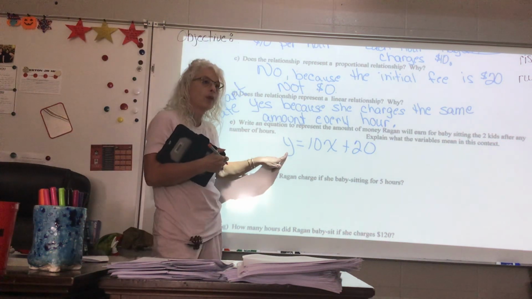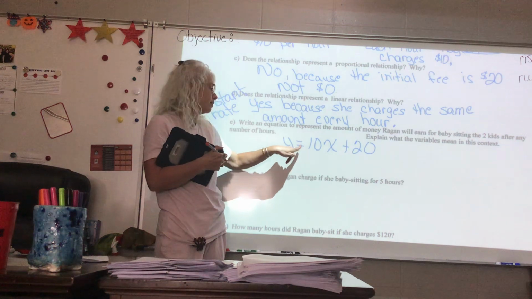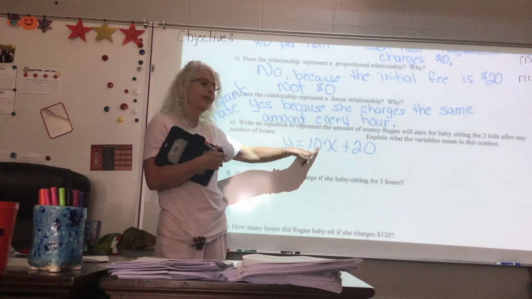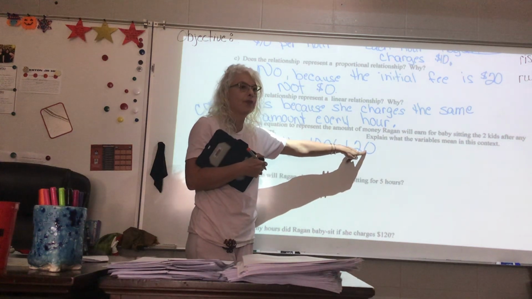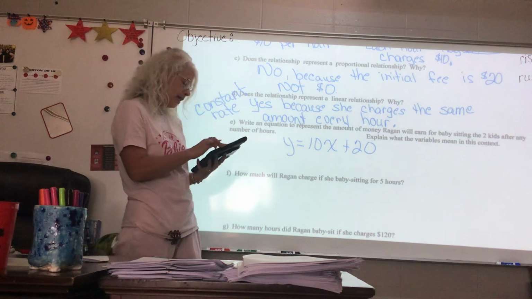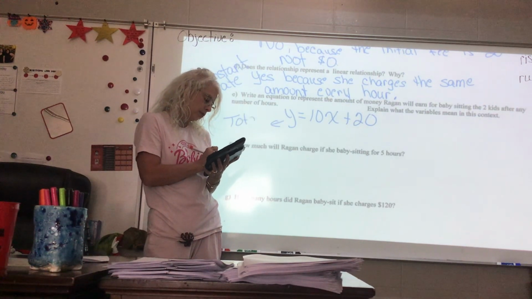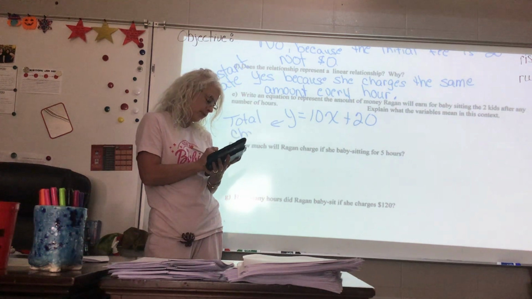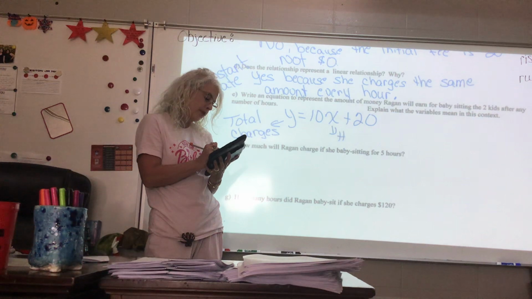Y, look here. Her charges are going to go up $10 every hour, plus she gets that $20 for that initial fee. It says explain what the variables mean in this context. This is total charge. This means number of hours.